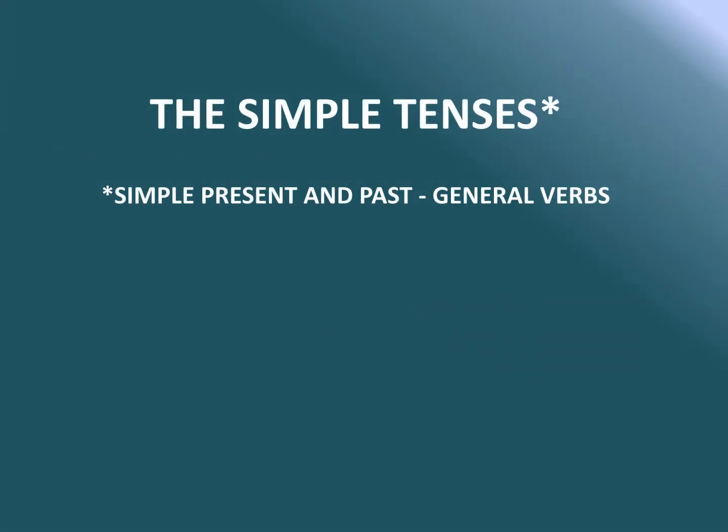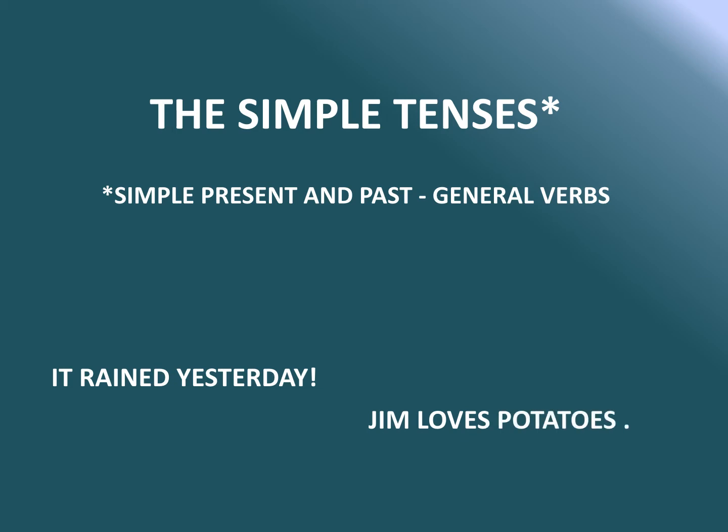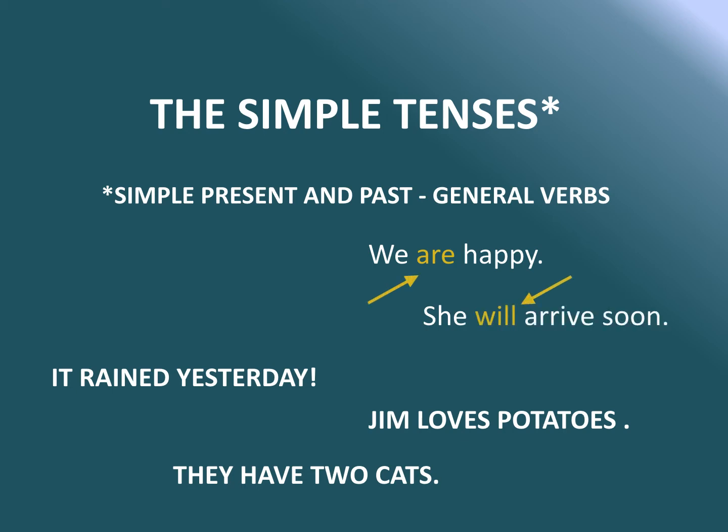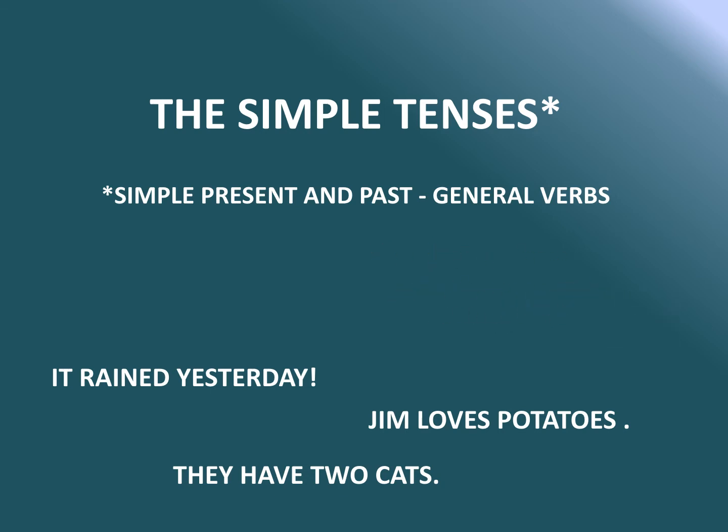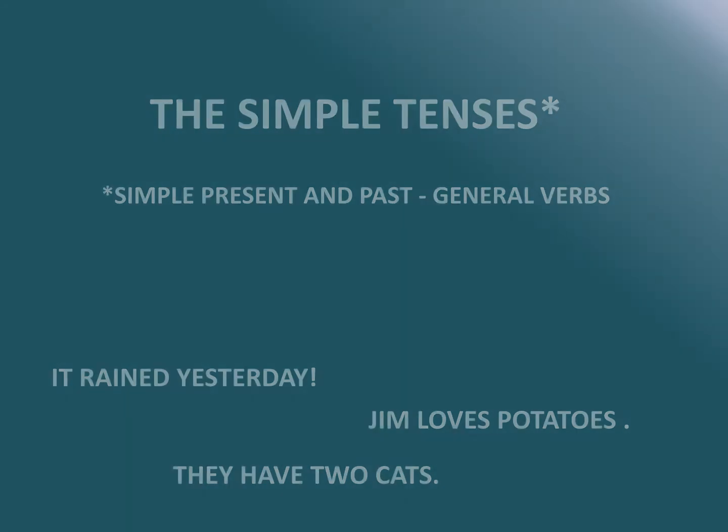The focus is the simple tenses with sentences such as "It rained yesterday," or "Jim loves potatoes," or "They have two cats." Notice that the sentences here have no be verb or helping verbs. They are simple as sentences, but not when you want to make questions. Let's have a look. Again, let's start with the past tense.